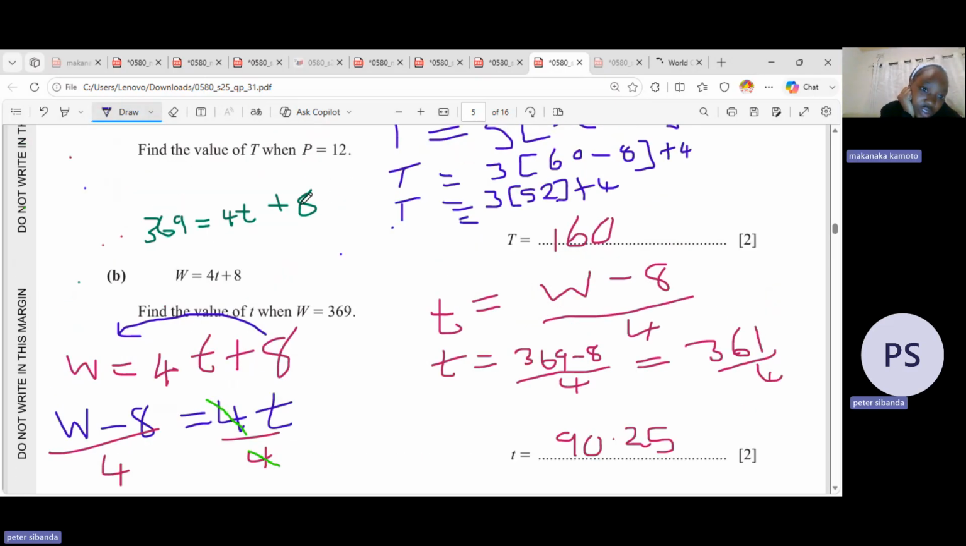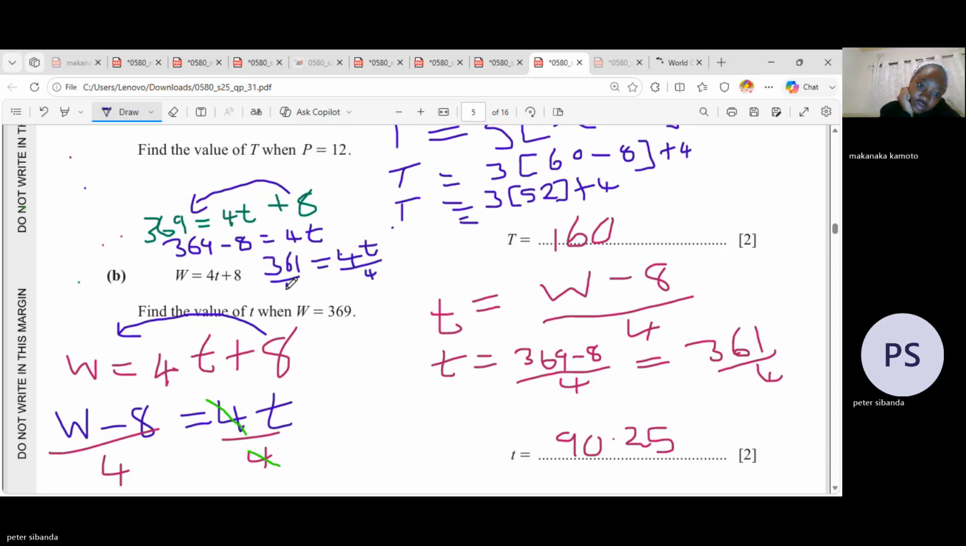To move the 8 to the other side. Exactly. This becomes 369 minus 8 equals to 4t. And when that happens, divide by 4. 369, deal with it first. 369 minus 8, you get 361 equals to 4t. Like you said, next you divide by 4 both sides. You arrive at the same answer. t is equals to 361 over 4, which then gives you this answer.